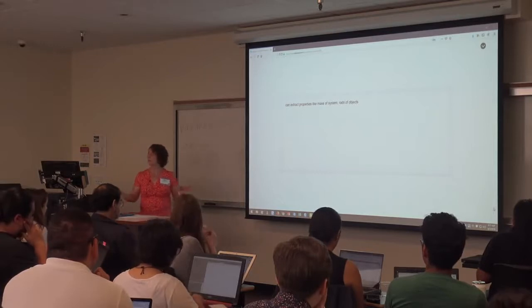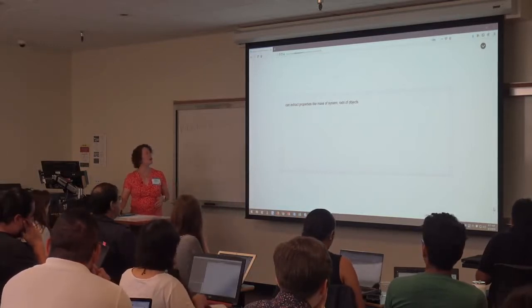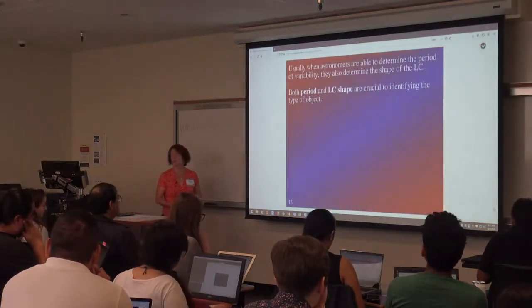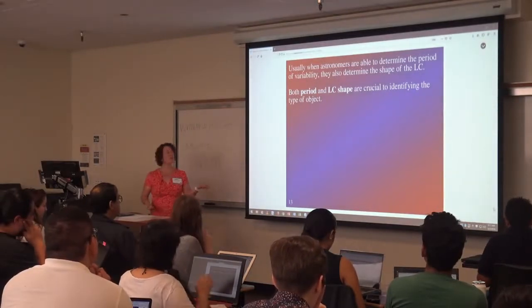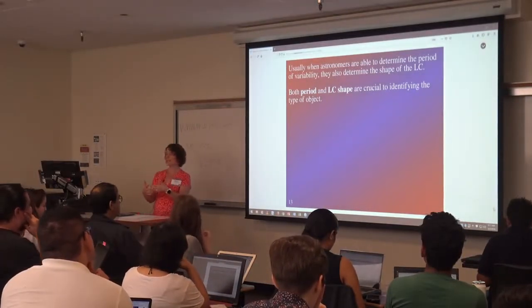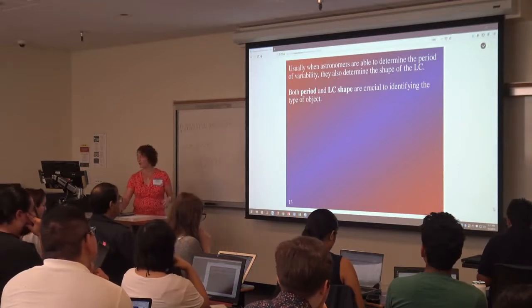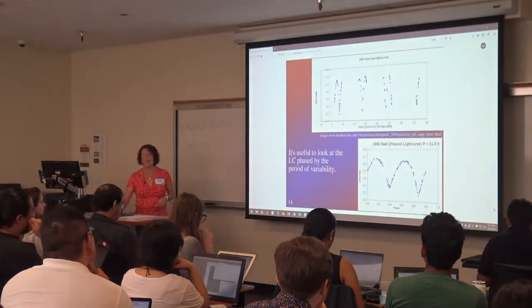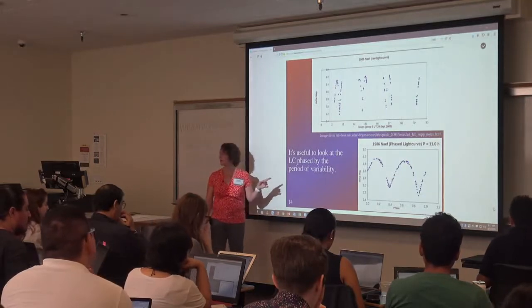So this is kind of our motivation. Why do we want to understand variable stars? So now let's go on to analyzing them. Usually when astronomers are able to determine the period of variability, they also determine the shape of the light curve. Those usually go hand in hand, which is very convenient. And both the period and light curve shape are crucial to identifying the type of the object, as you guys were just saying. So it's useful to look at the light curve phased by the period of variability.